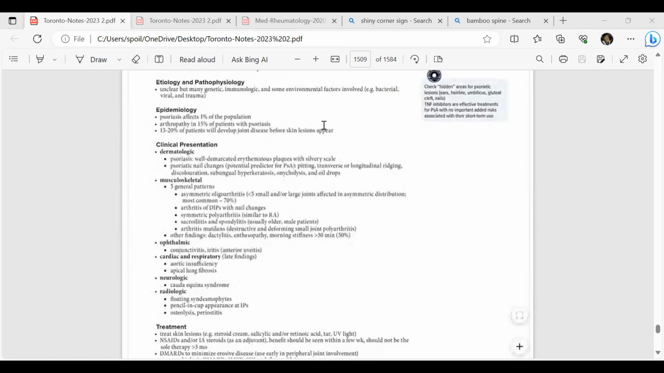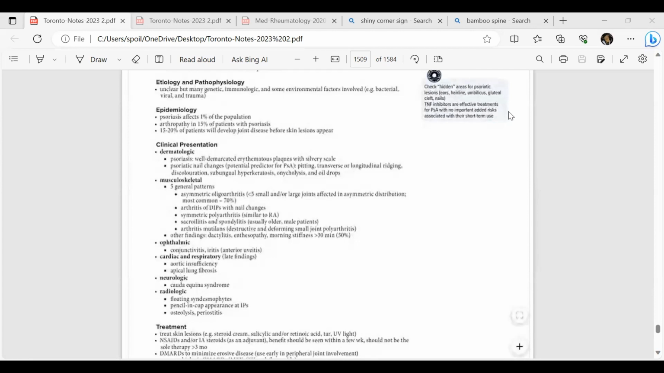Okay, so this is an important point: 15 to 20% of patients will develop joint disease before the skin lesion appears. And check hidden areas for psoriatic lesions, that is the ear, hairline, umbilicus, genital cleft, and nails.